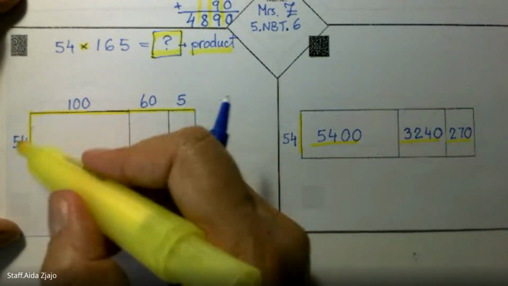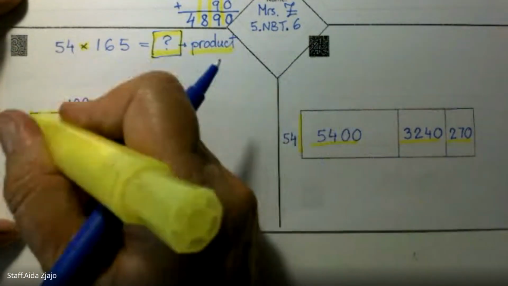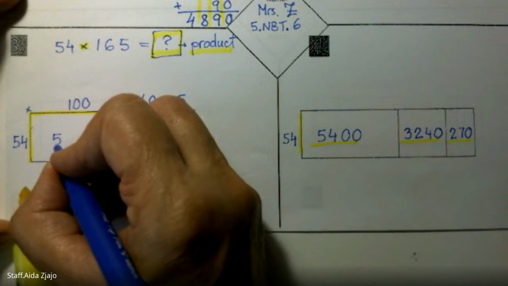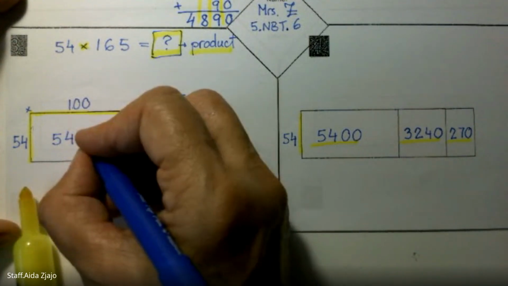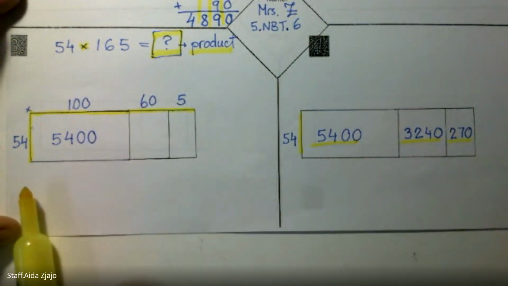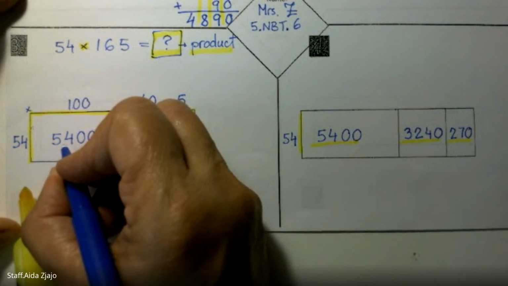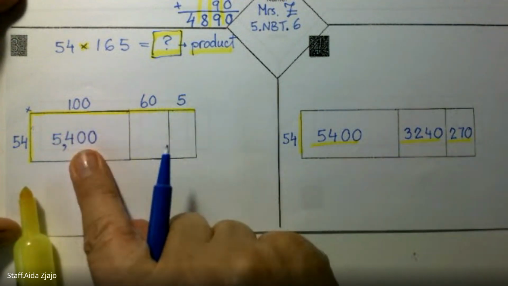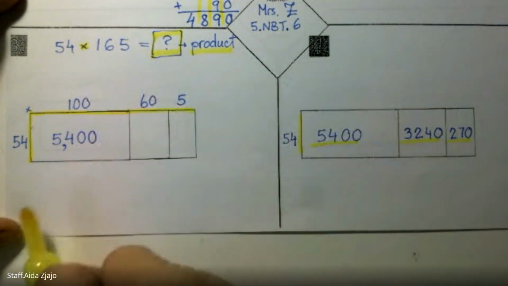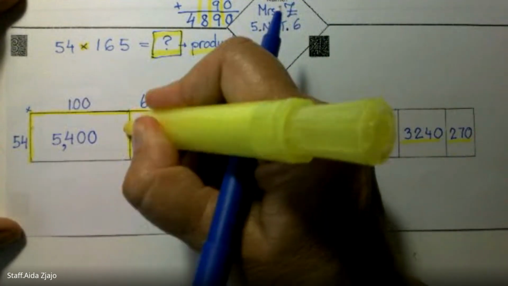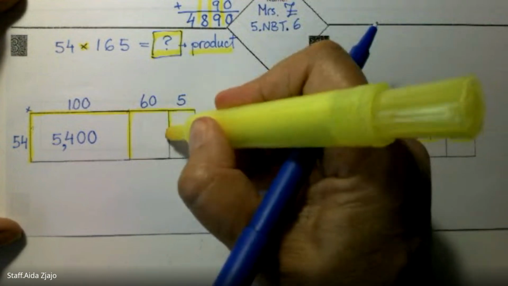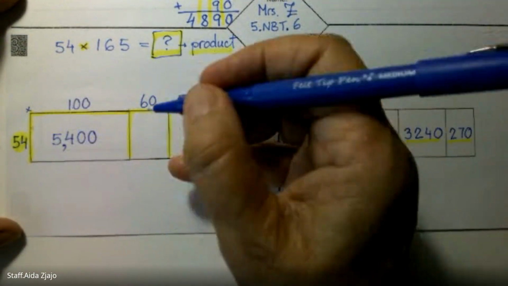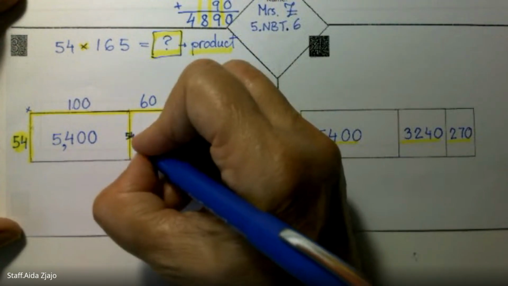Okay, let's see, 54 times 100. We can say 54 times 1 is 54, but since it's 100, we add two zeros to it. So 5,400 is the first part of our product. Next is also 54, because this line is congruent. A congruent line gives you the same length. So 54 times 60.